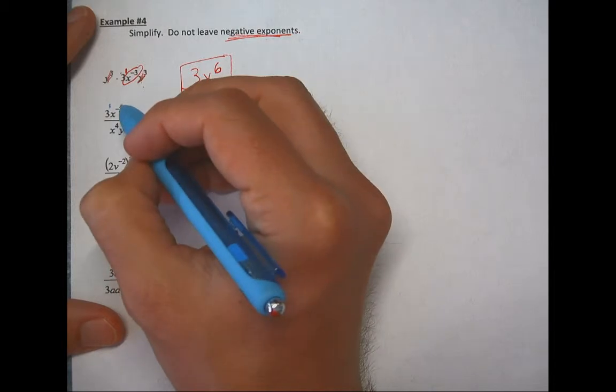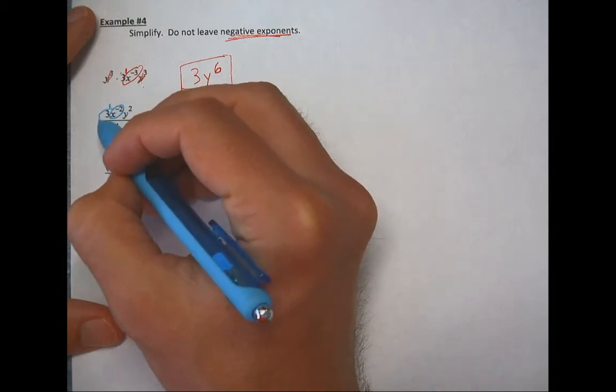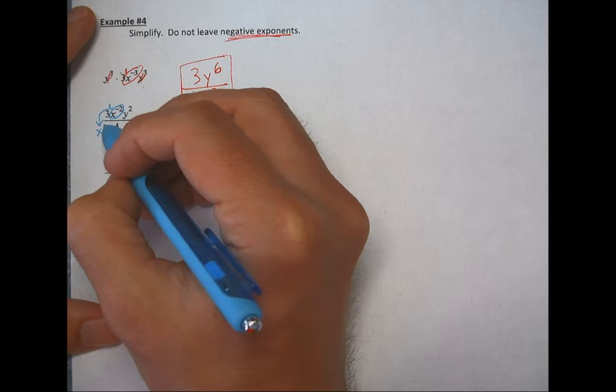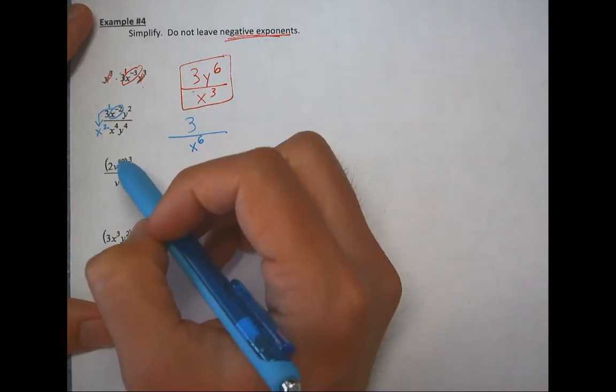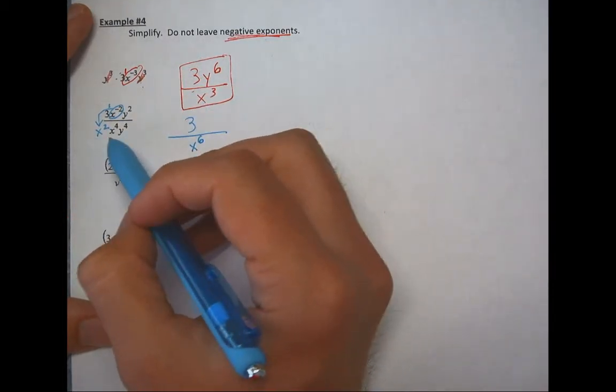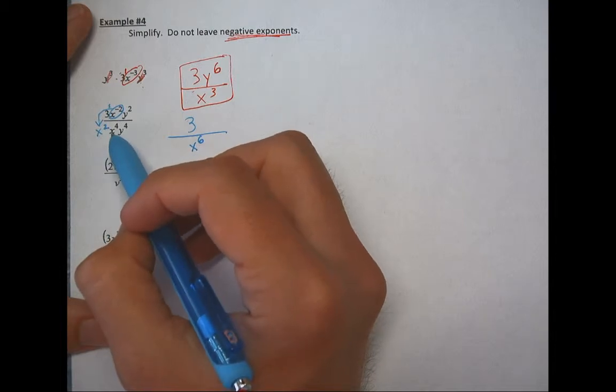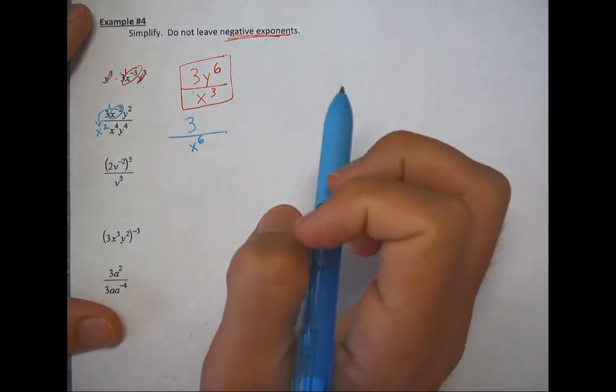Other way to think about it is if you took x to the -2nd by itself and just brought it down so it became a positive x to the 2nd. Now it's on the bottom and you would combine this and this. You get x to the 6th and it just stays on the bottom. So that's another way to think about it.